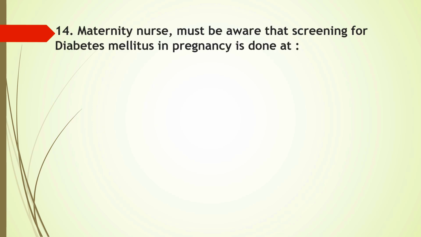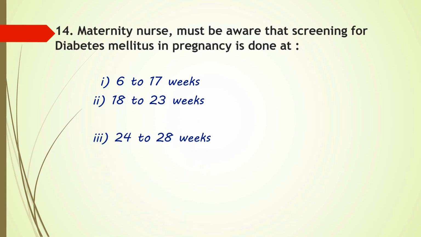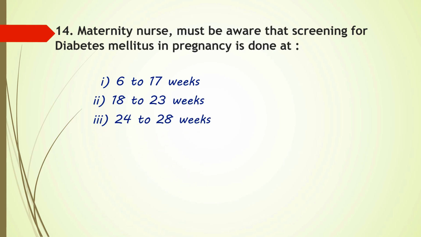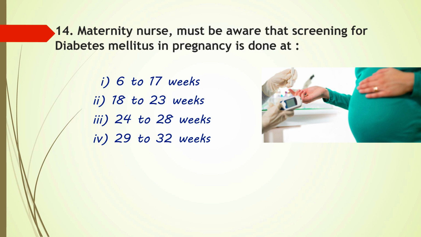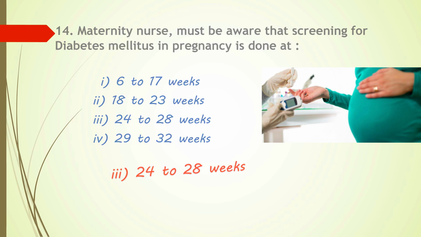Question number 14, maternity nurse must be aware that screening for diabetes mellitus in pregnancy is done at, options are 6 to 17 weeks, 18 to 23 weeks, 24 to 28 weeks or option 4 29 to 32 weeks. The screening for gestational diabetes is typically performed between 24 and 28 weeks of pregnancy. This timing is mainly chosen because the hormone level that causes insulin resistance increases during the second trimester. So here option 3 is the correct answer.